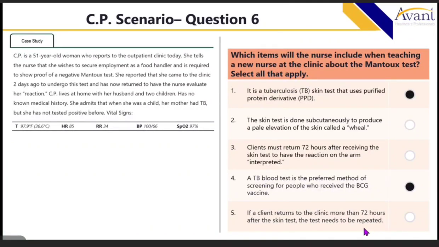And then number 5, if a client returns to the clinic more than 72 hours after the skin test, the test has to be repeated. Yes, that is true. It's only good up until then, right? Up until then, okay?